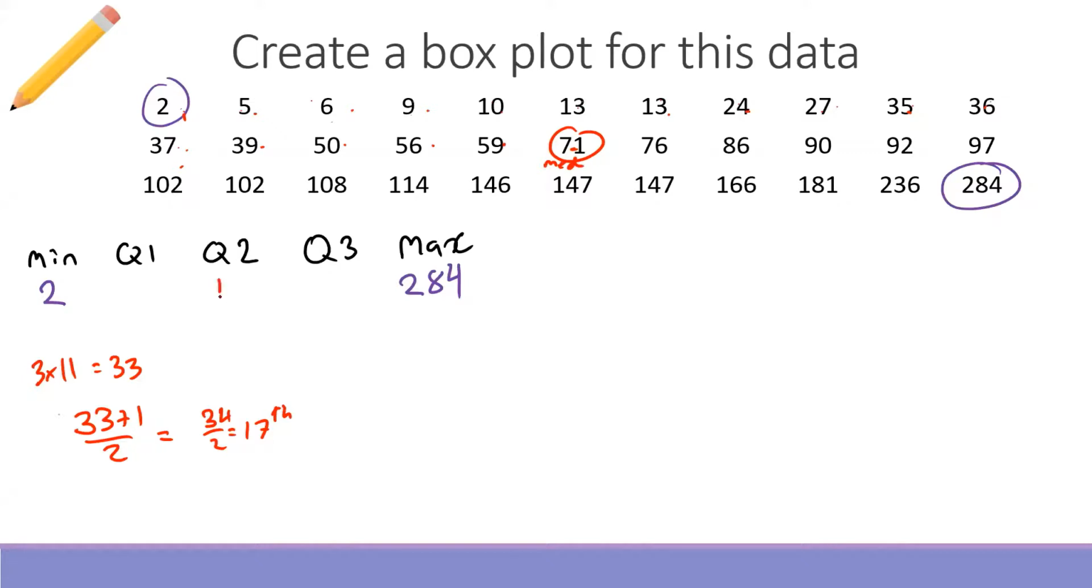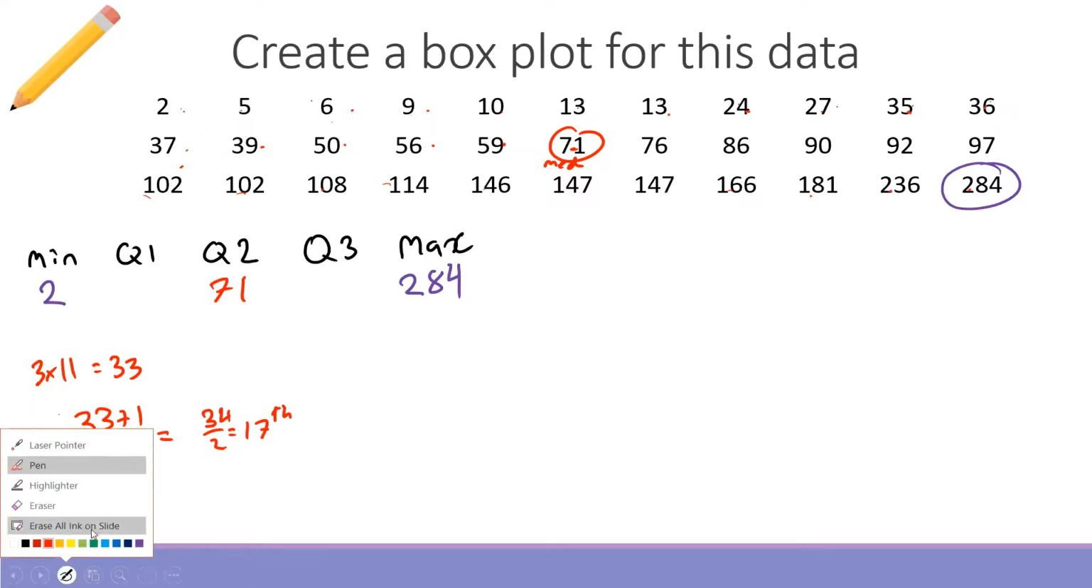I'm actually going to double check this, and how I'm going to check this is by counting from the other direction. 1, 2, 3, 4, 5, 6, 7, 8, 9, 10, 11, 12, 13, 14, 15, 16, 17. So you can actually count from both directions. It's a good way to double check if you've accidentally miscounted.